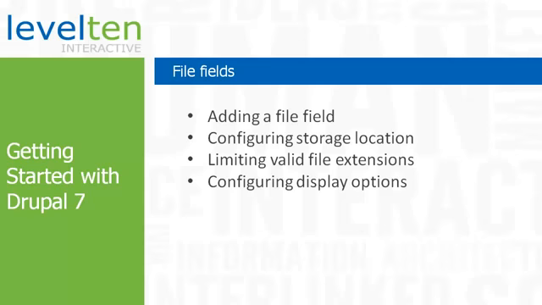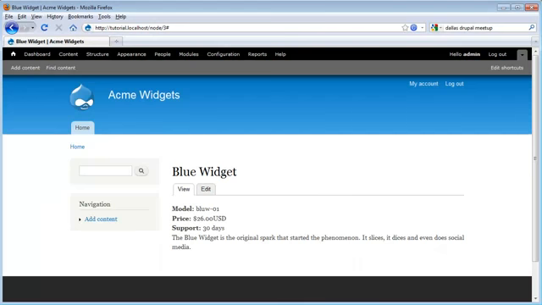In this tutorial, we're going to take a look at one of the most common ways of doing file uploads, the file field. In our demo site, let's say that Acme wants to attach some support documents to the product content type. We want to be able to add files such as guides and manuals to our product nodes. This is where the file field comes into play.